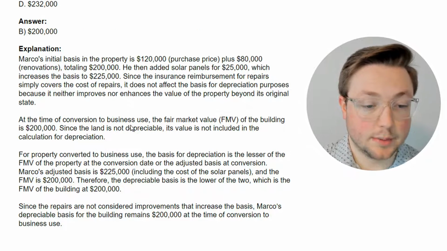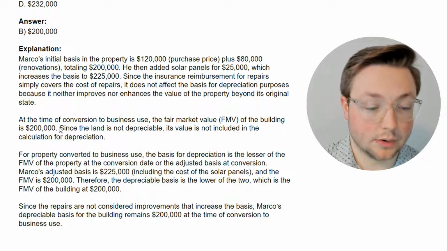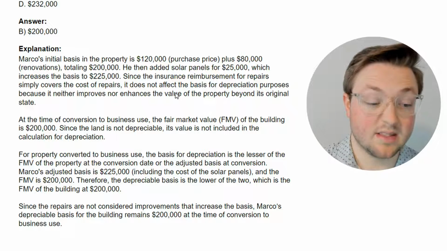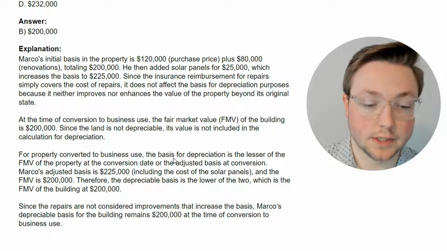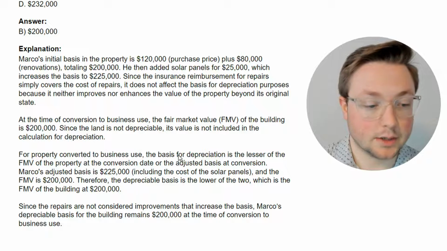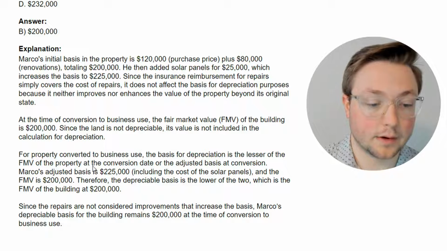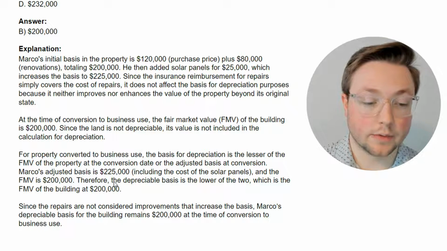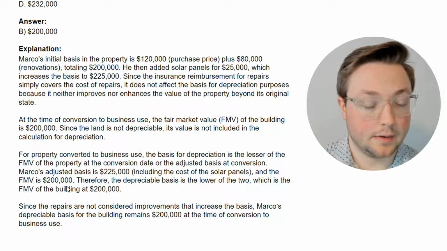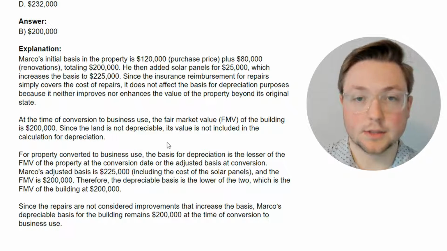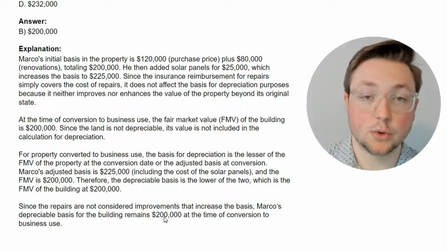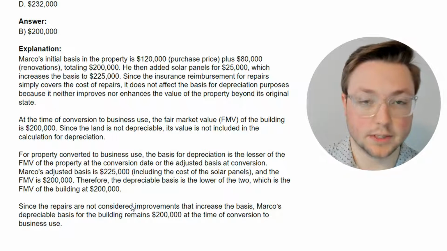At the time of conversion to business use, the fair market value of the building is $200,000. Since the land is not depreciable, its value is not included. Yep, we knew that. For property converted to business use, the basis for depreciation is the lesser of the fair market value of the property at the conversion date or the adjusted basis at conversion. Marco's adjusted basis is $225,000, and then the fair market value is $200,000, so yep, it's the lesser of the two. Since the repairs are not considered improvements that increase the basis, Marco's depreciable basis for the building remains $200,000 at the time of conversion to business use.